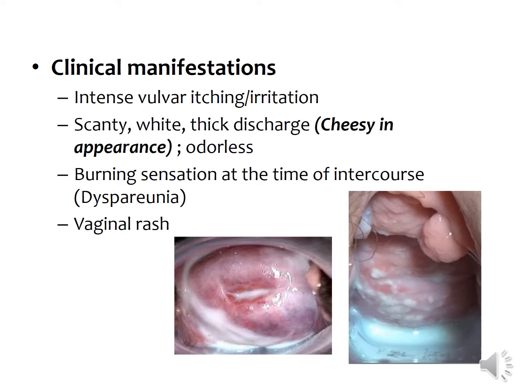Manifestations, as I mentioned already in the case scenario: they produce intense vulvar itching and irritation, and scanty white thick discharge which appears like cheese. It's known as cheesy appearance, and remember, this is odorless, no bad smell at all. Another thing is the burning sensation at the time of intercourse, known as dyspareunia, also present here, and vaginal rash you can see.